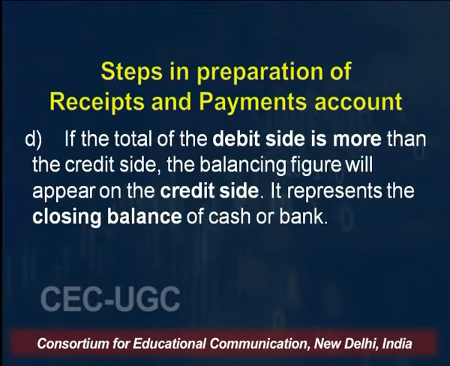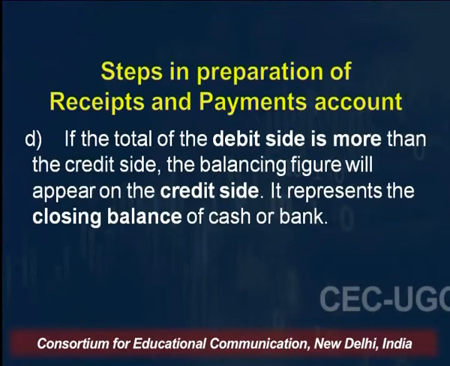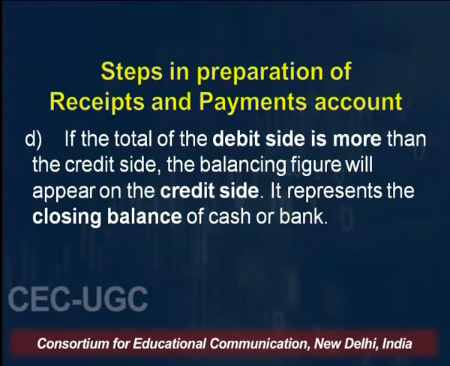Now, the next step is, if the total of the debit side is more than the credit side, the balancing figure would appear on the credit side. So the next step basically is to balance the account. A normal account balance is always determined by subtracting the smaller value from the higher value. My debit side could be higher, my credit side could be higher. It will depend on the transactions, right?